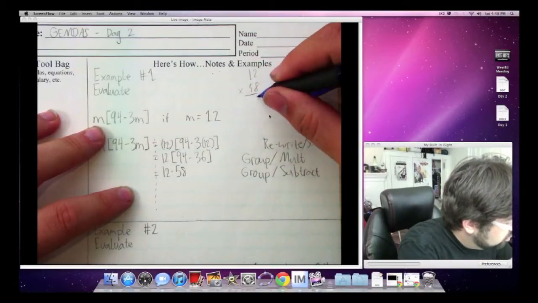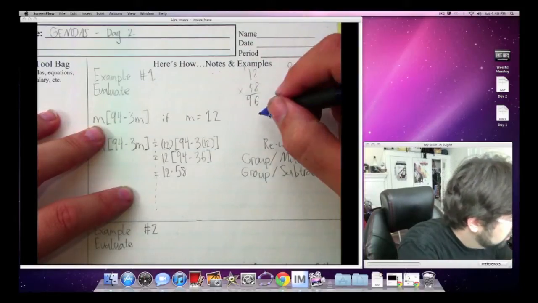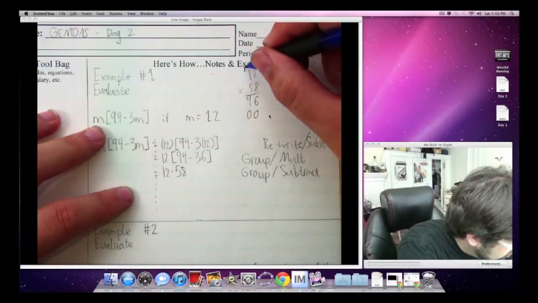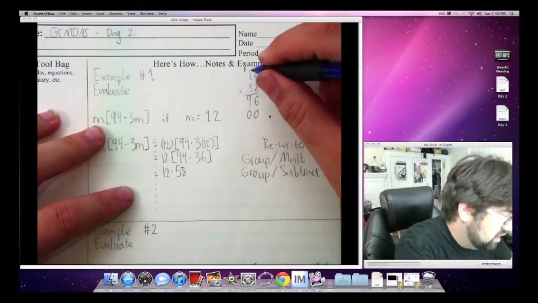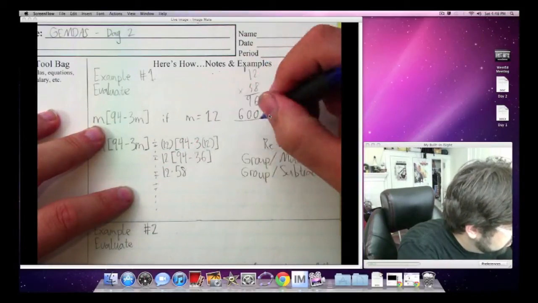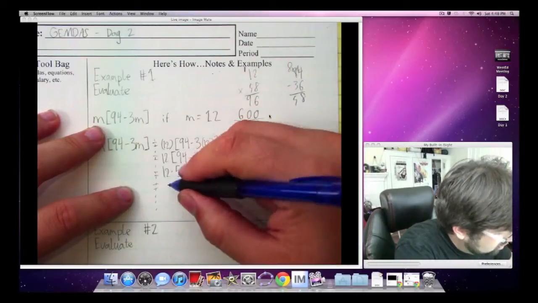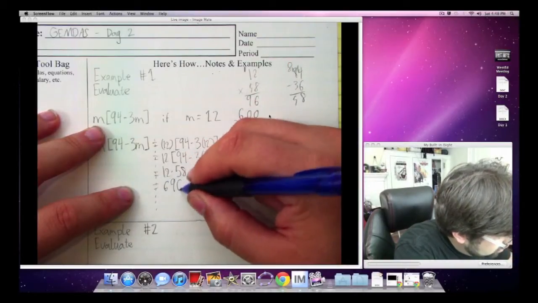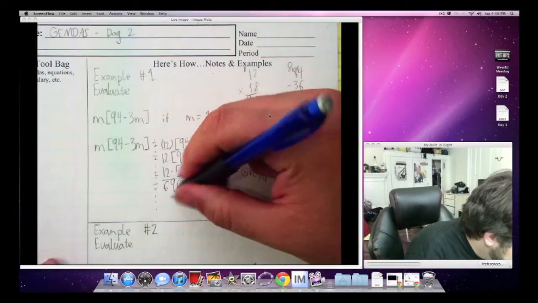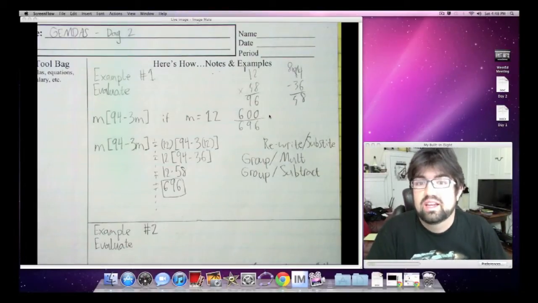8 times 2 is 16. 8 times 1 is 8, plus 1 is 9. 0 placeholder. 5 times 2 is 10. Actually, I have 1 again. 5 times 1 is 5, plus 1 is 6. So we add all this together and we get 696 as my final answer. And put a little box around that. Okay, so our answer, once it's been simplified, is 696.